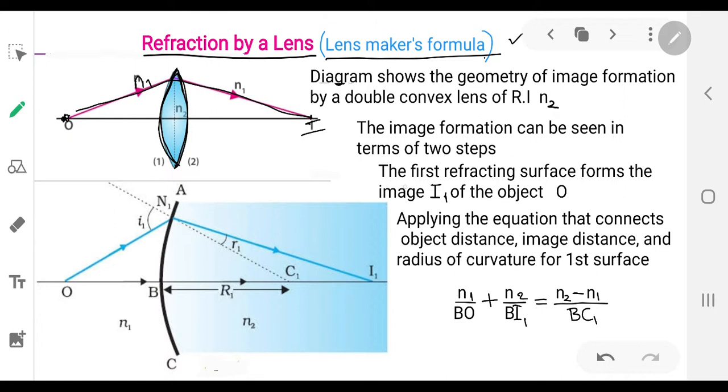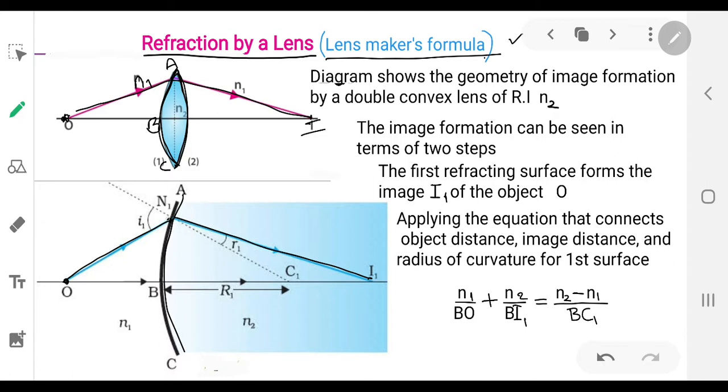Now we'll see how the image formation takes place. The first refracting surface we are taking is ABC. The incident ray from the object O strikes the first surface and it refracts into the denser medium of refractive index N2.